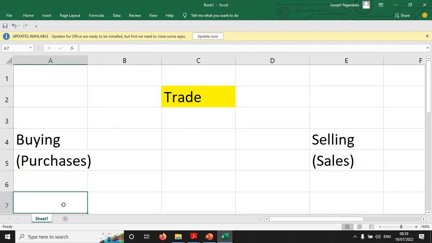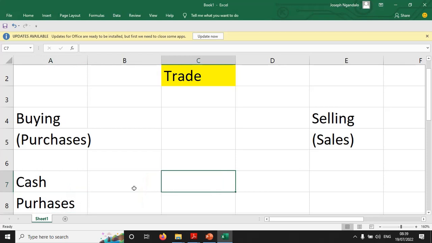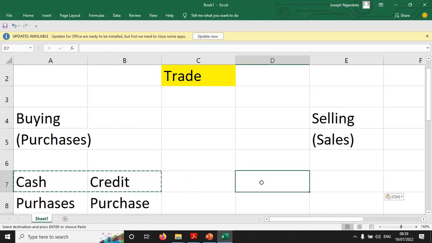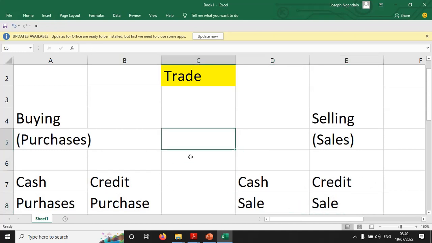Now, when we are buying, there are two types of buying that we can do. We can either make a cash purchase, or a credit purchase. I'm going to put them here so that you can see that. The same goes for sales. We can either have cash sales or credit sales. In fact, let me just write sale here, making it singular so that you can understand. I hope you can see what is going on here.